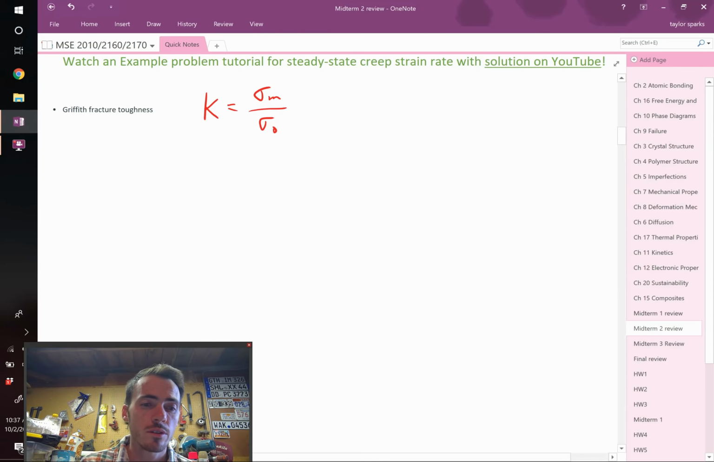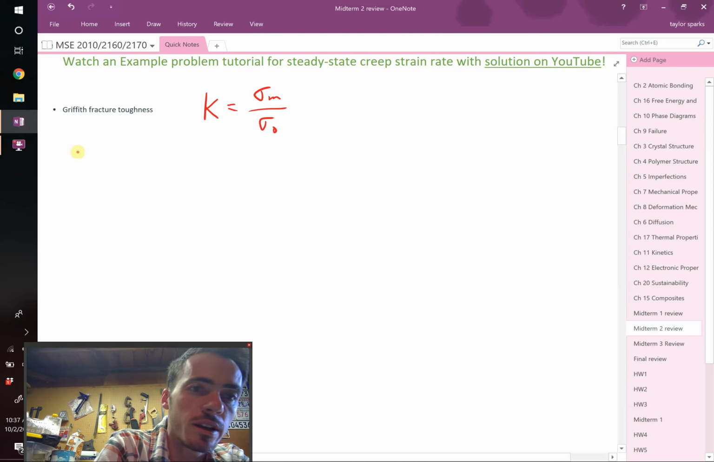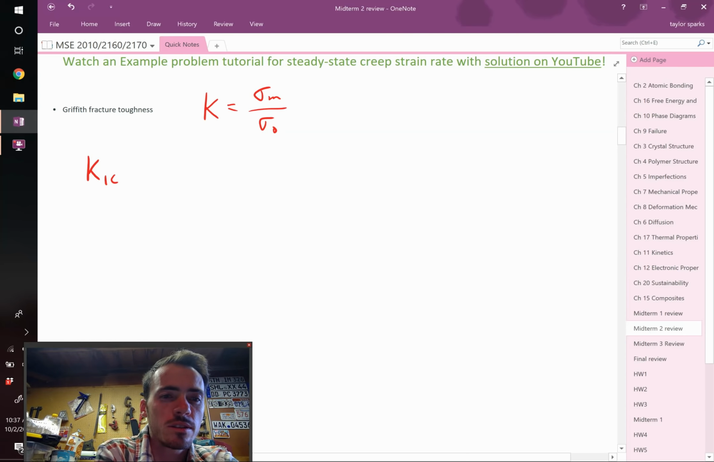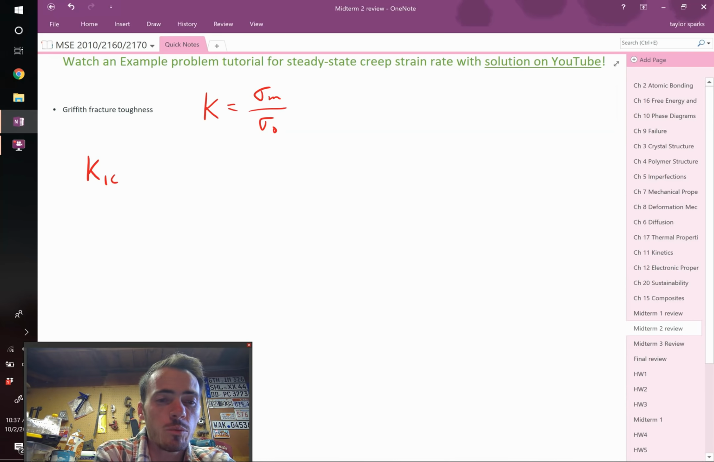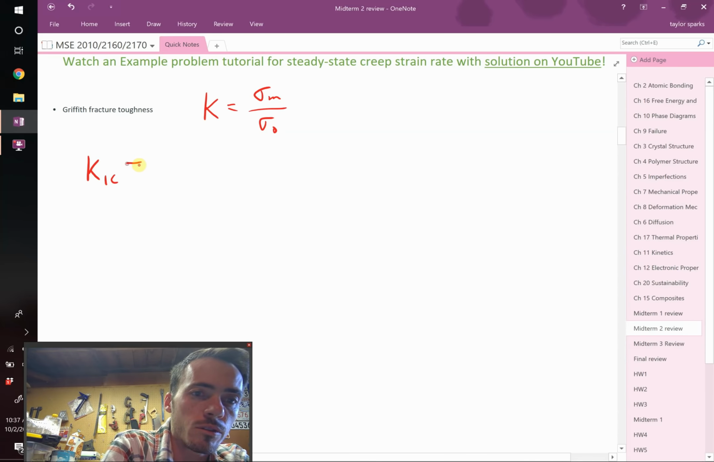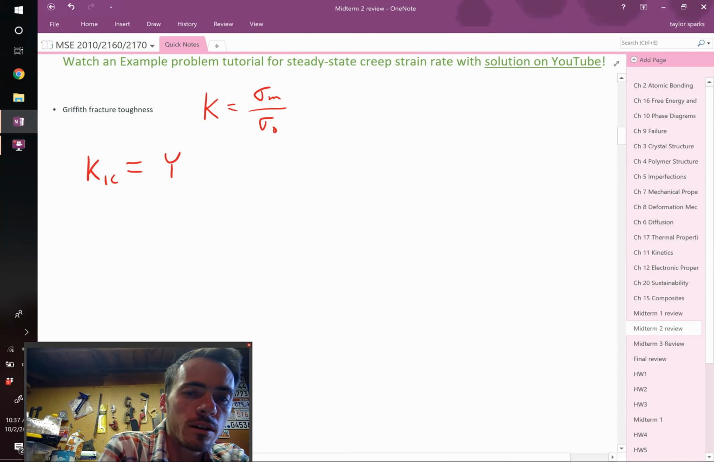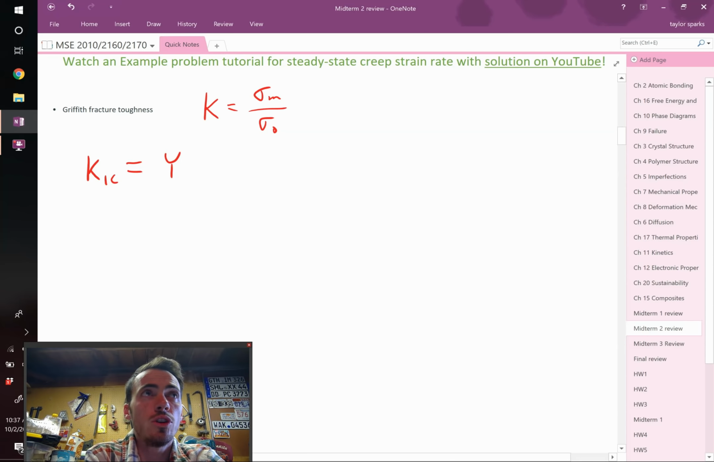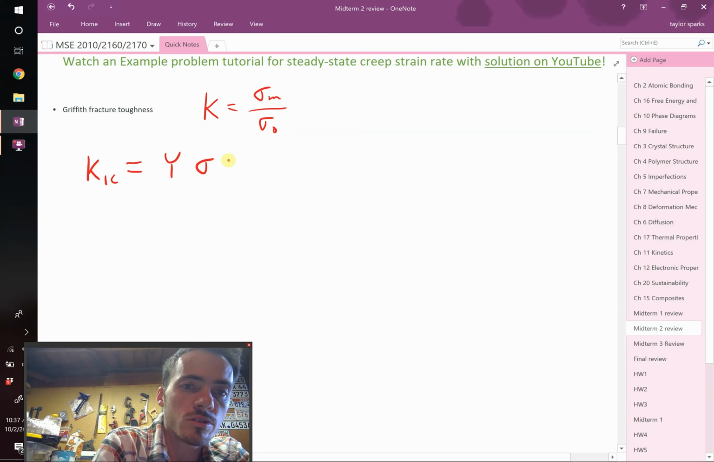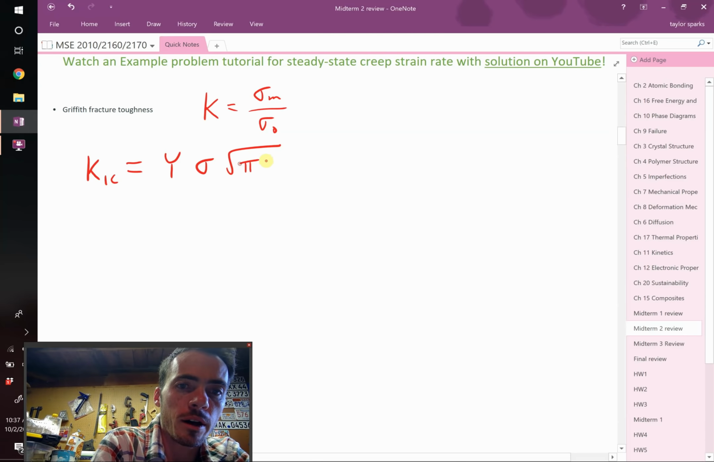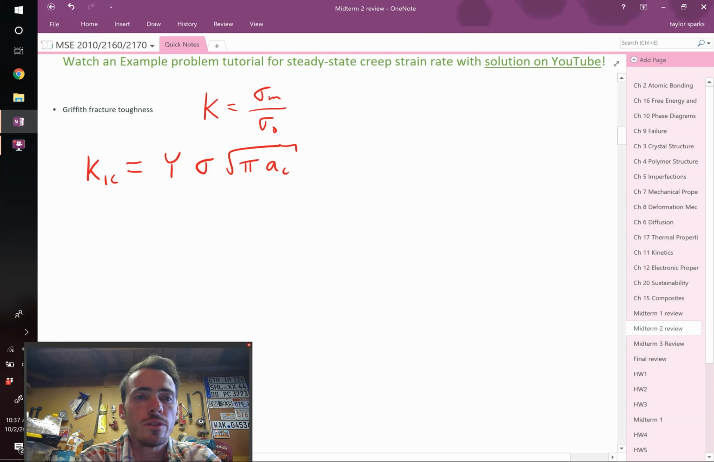So there's a critical stress intensity factor. We call that K1C, as in the Roman numeral 1, C for critical. This is the stress intensity factor at which you will get failure, and it is equal to the following: Y, the unitless shape parameter that takes into account the geometry of your flaw and the shape of it, multiplied by the stress, multiplied by the square root of pi times your critical flaw size. Okay? This is Griffith's fracture toughness equation.